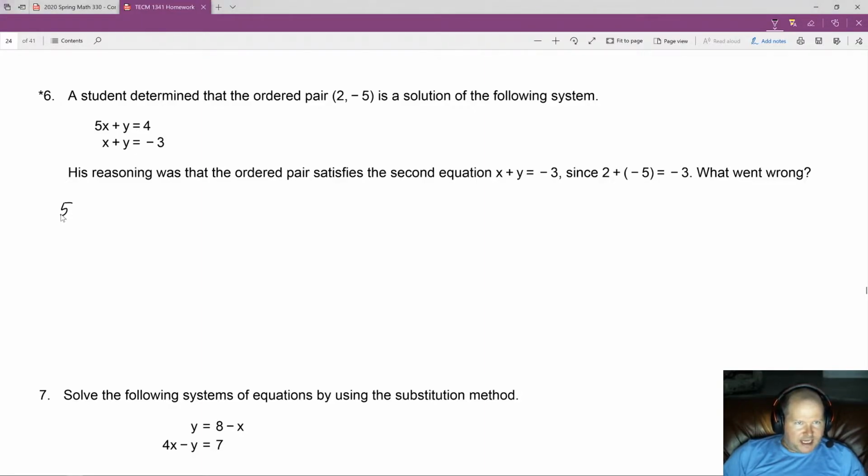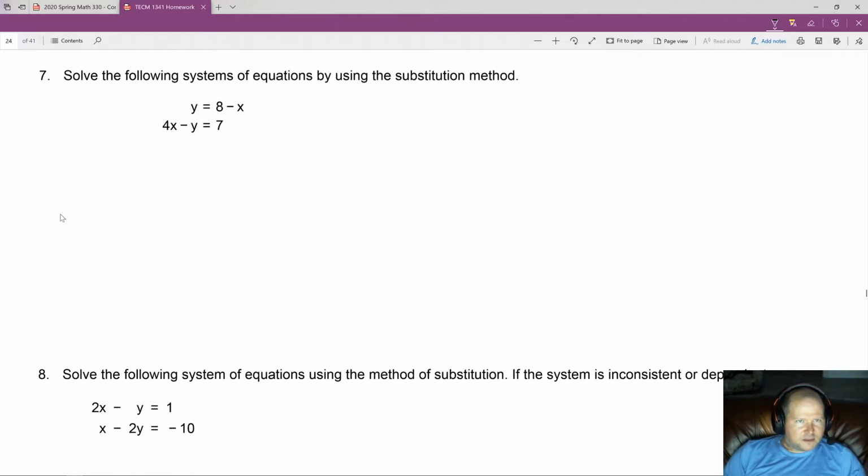So 5 times x, x being in this case a 2, plus y, y in this case being the -5, is equal to 4. So 5 times 2 is 10, plus -5, that's really just subtracting 5, is equal to 4. So 10 minus 5 is 5. Is 5 equal to 4? No. So even though x plus y is equal to -3, it did not satisfy the second equation, so this is in fact not a solution of this system of linear equations.